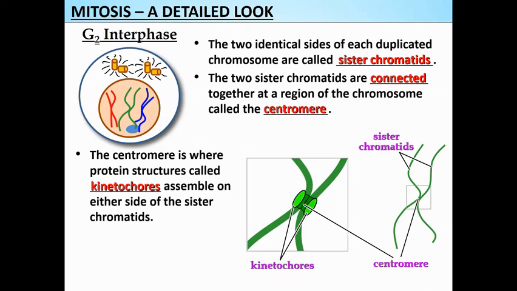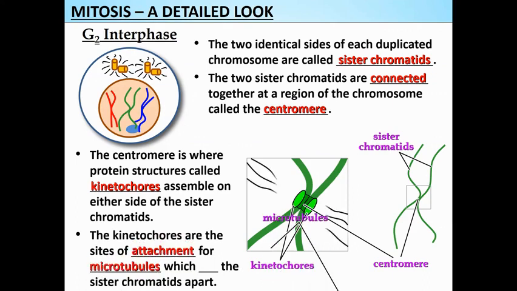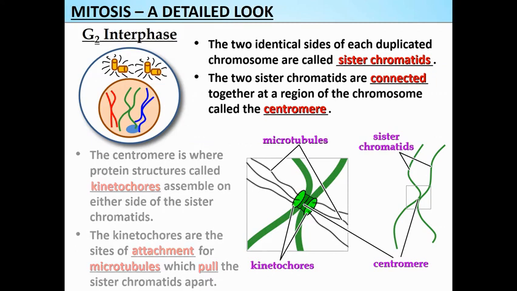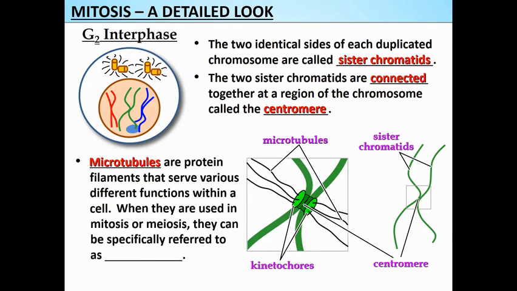Okay, and you can see this connection that's occurred. It's the site of the attachment for the microtubules, which pull the sister chromatids apart. Microtubules are protein filaments that serve various functions within the cell. They are used in mitosis or meiosis. They can be specifically referred to as spindle fibers.